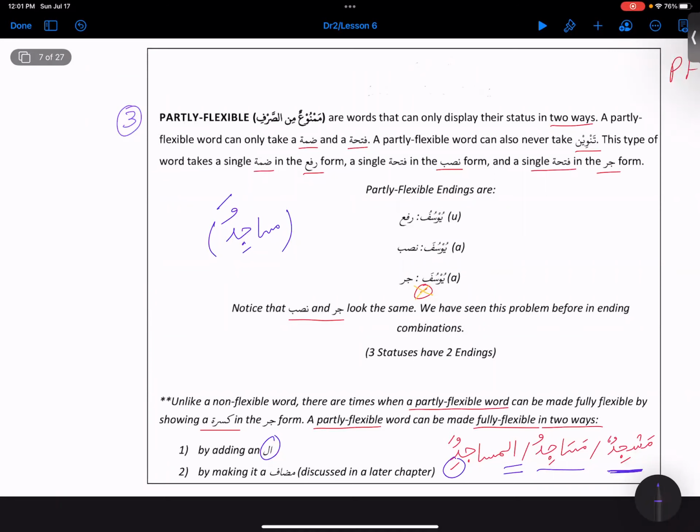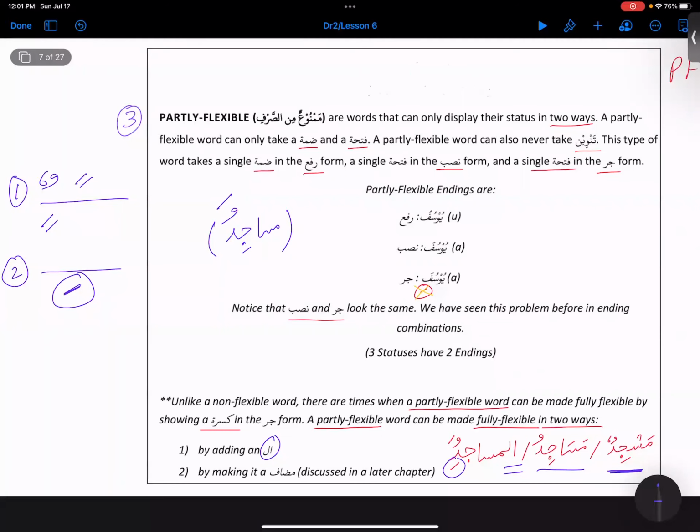Because what happened in partly flexible, we need to remember that they are not going to take tanween ever. This is one thing. So they never accept tanween. Secondly, partly flexible can never have kasra. So no tanween and no kasra, not even a single kasra it is going to take. So these two things we need to remember about partly flexible.